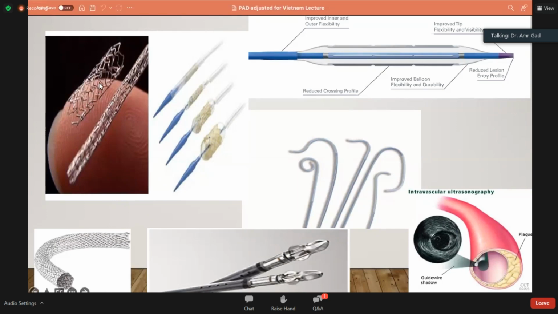This is a normal stent, lots of types. Each one has its privileges. There are stents that come alone like this, or balloon mounted. Balloon mounted means that the stent is put over a balloon and then we insert it in the lesion and start to inflate the balloon. Accordingly, the stent will be expanded. Then I deflate the balloon and withdraw it. This is what we call a covered stent, covered by material. As we see here, there is a whitish tissue. There is what we call a graft, covered with a stent.